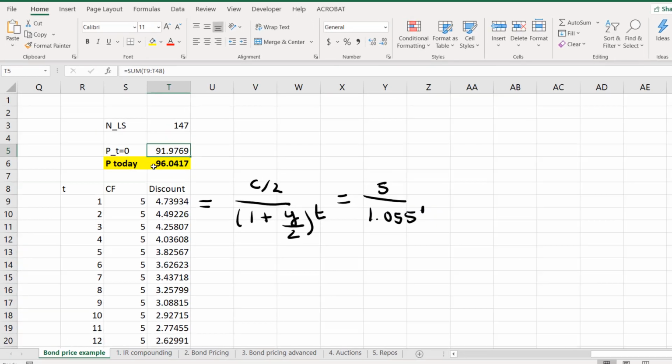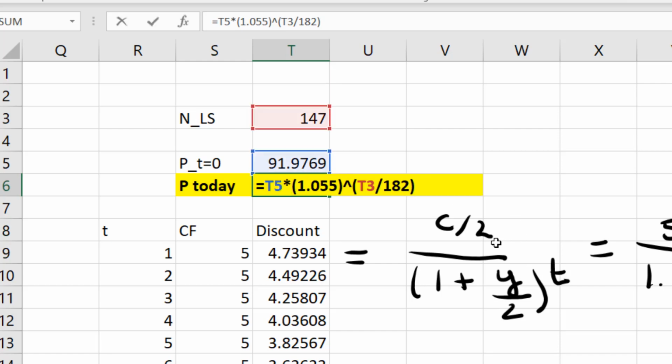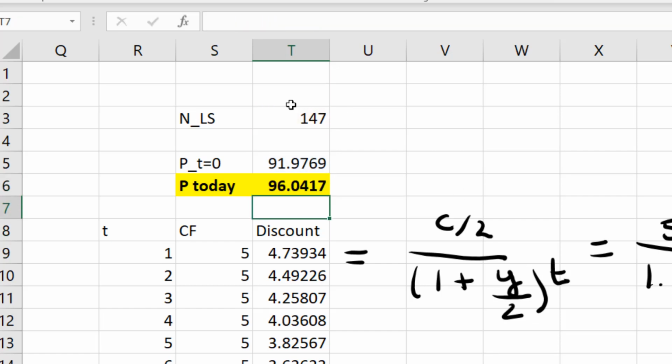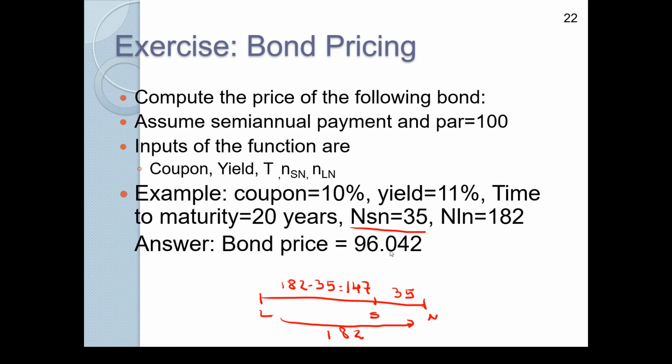So then I'm going to apply my formula, since I already have the price for my bond before. So the price was 91.9769. Then I'm going to get my new bond price for today, which is the original price, the price at t equals 0, times 1.055 to the power of 147 over 182. And then I get my new bond price, 96.0417. Or if we round it, 96.042.